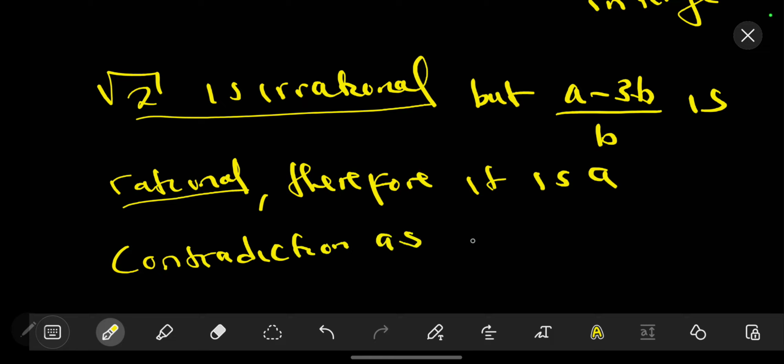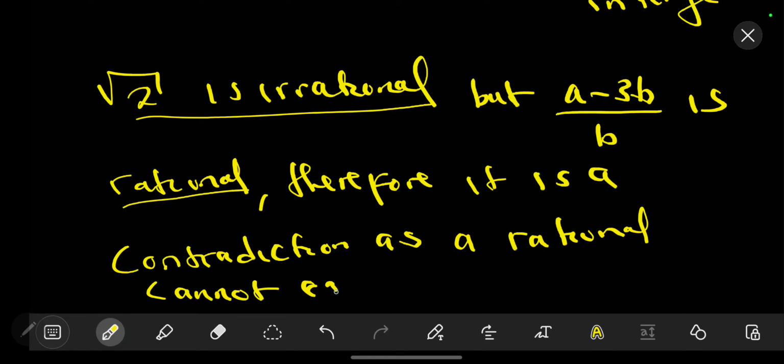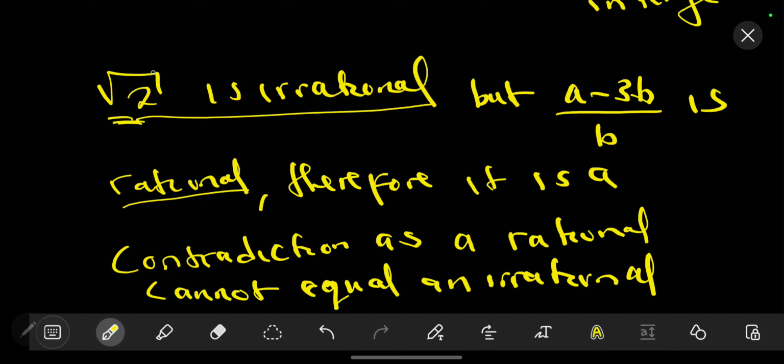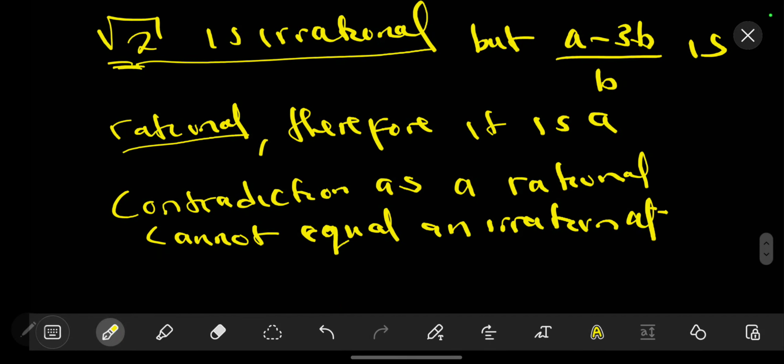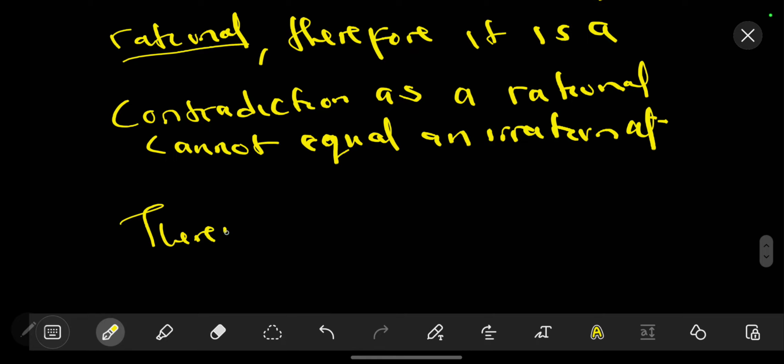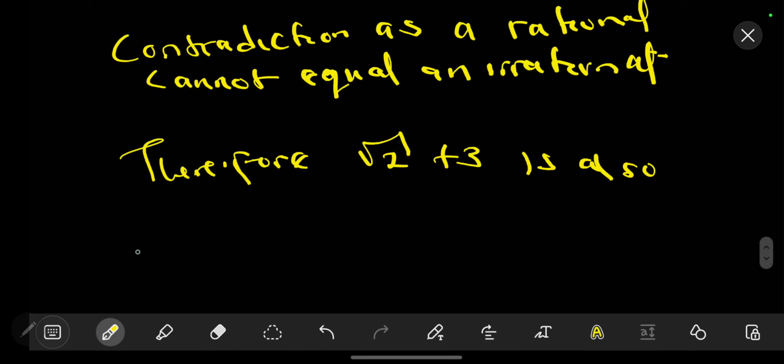So we can say contradiction, as a rational cannot equal an irrational. So now we already know to say the value they gave us, which we know is the square root of 2, is irrational. So you can say therefore the square root of 2 plus 3 is also irrational. So that is how we go about that in type 2.